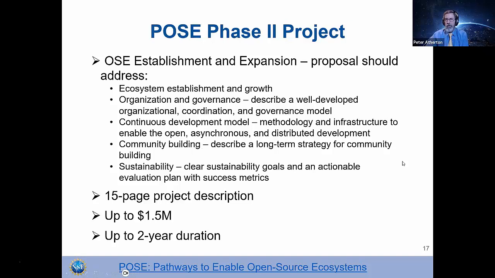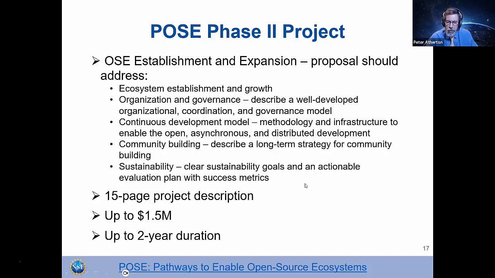Now, in the case of phase 2, these are, as I said before, establishment and expansion projects. So here you're actually building something. You're doing something, impacting the real world. And so a phase 2 proposal should address ecosystem establishment and growth, organization and governance. I mentioned that in the context of phase 1, but here you should actually be not just planning it, you're actually deploying it. It should address a continuous development model. It should address community building. And importantly, it should address in detail sustainability. So there should be clear sustainability goals and an actionable evaluation plan towards those sustainability goals with clear success metrics.